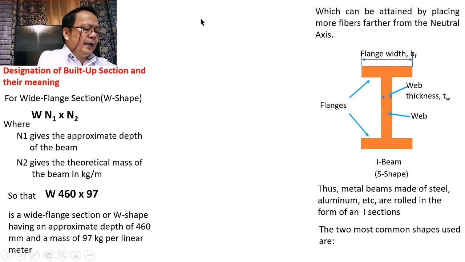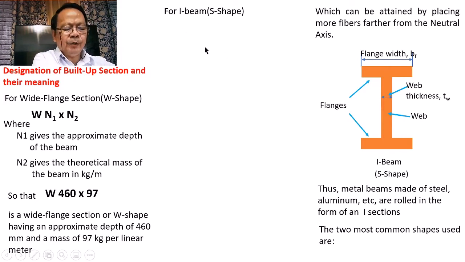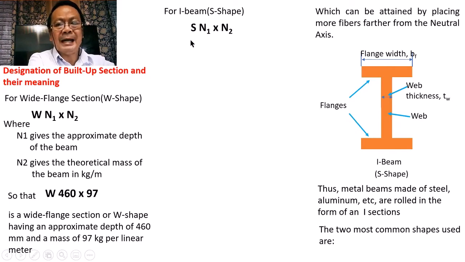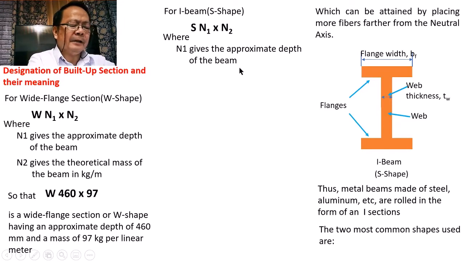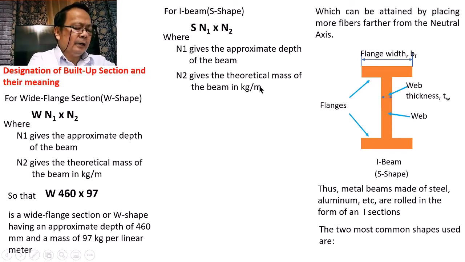While for the other section, for the I-beam, this kind of section whose flanges are shorter, okay, we call this an S shape. It is designated by the symbol S. Then we also have a pair of numbers, N1 and N sub 2. And again, S refers to the shape. It is actually referring to an S shape or an I-beam. And the first number also gives us the approximate depth of the beam. And the second number also gives the theoretical mass of the beam in kilogram per meter.